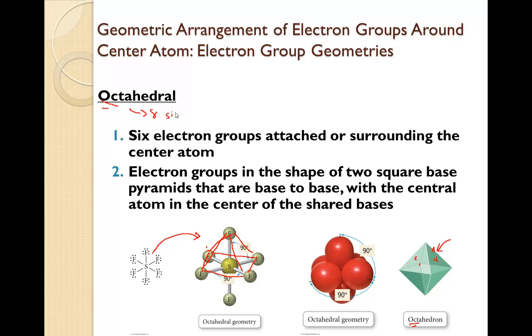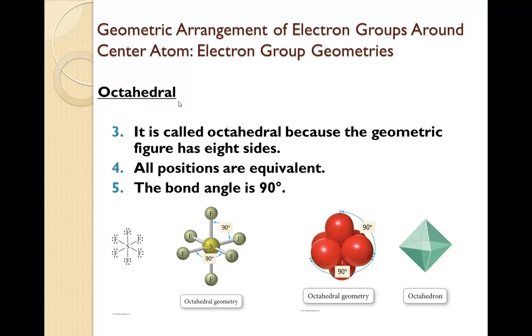So there's 6 electron groups attached or surrounding the center atom. The electron groups in the shape of 2 square base pyramids are base to base, with the central atom in the center of the shared bases. It is called octahedral because the geometric figure has 8 sides, and all positions are equivalent. The bond angle is 90 degrees.